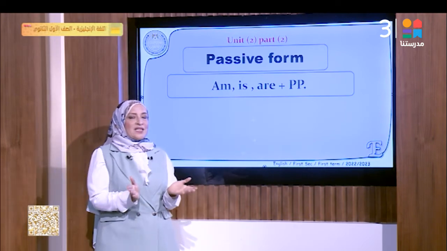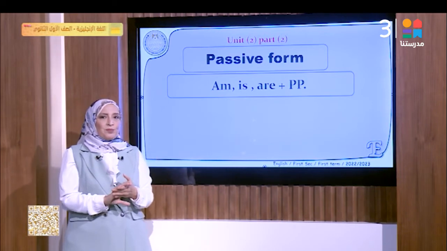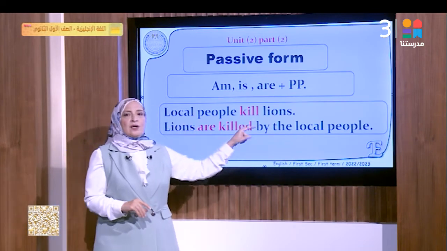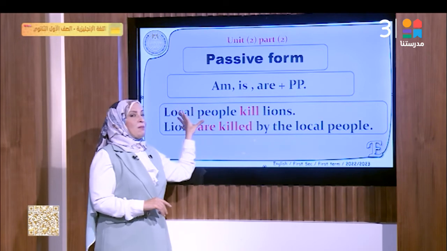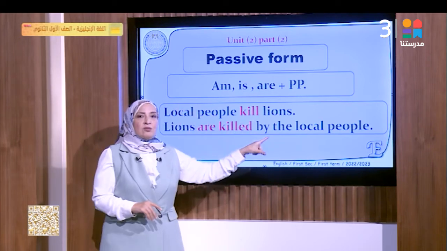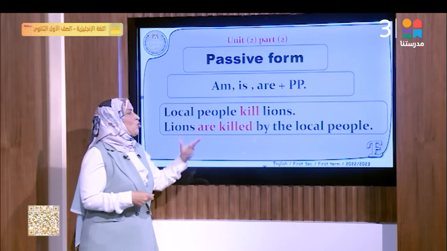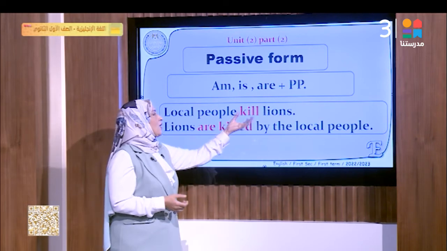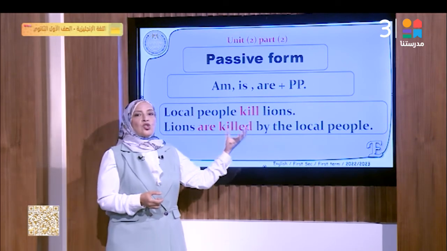What about the passive form? What does it mean, passive? Passive means that the subject is not important. For example, when I say, local people kill lions. Local people, this is the subject. What do they do? They kill lions. But if I don't care who does this action, and I want to say that the action happens, I want to say that the lion or lions are killed. So this is passive.